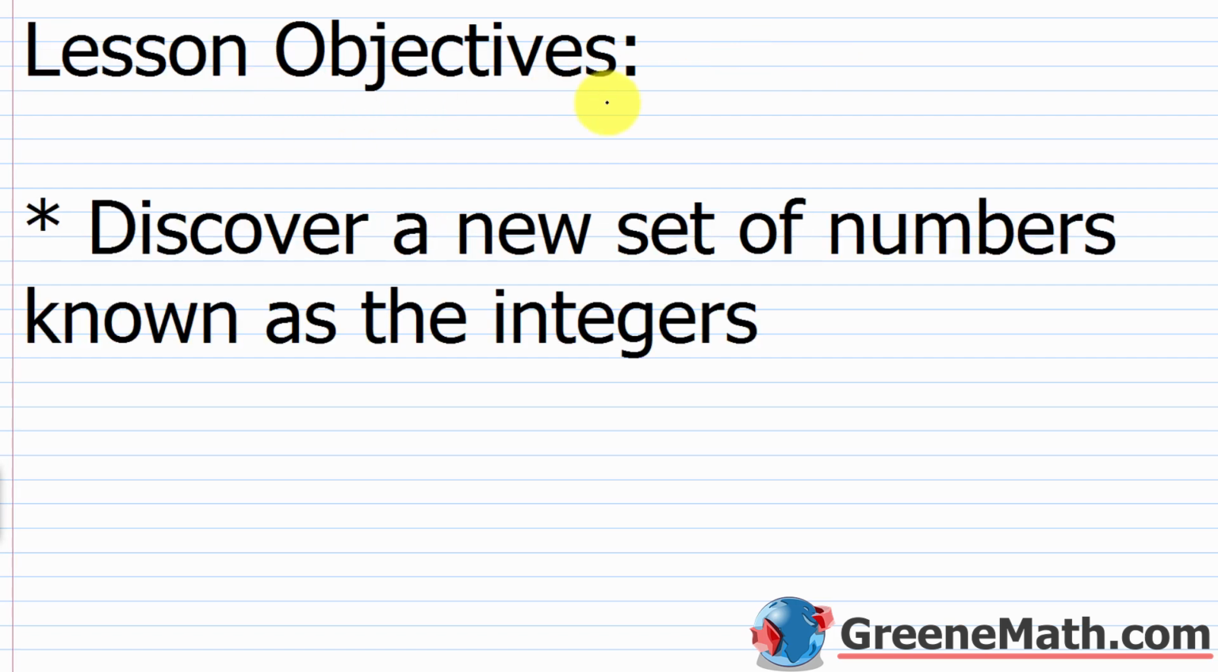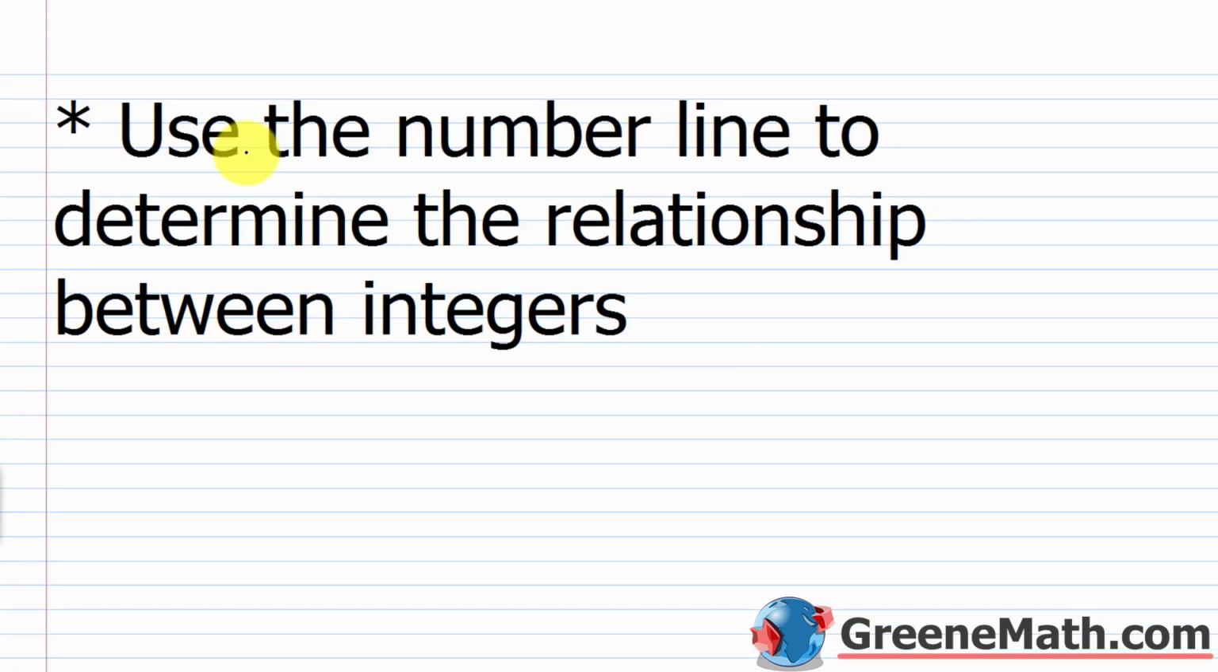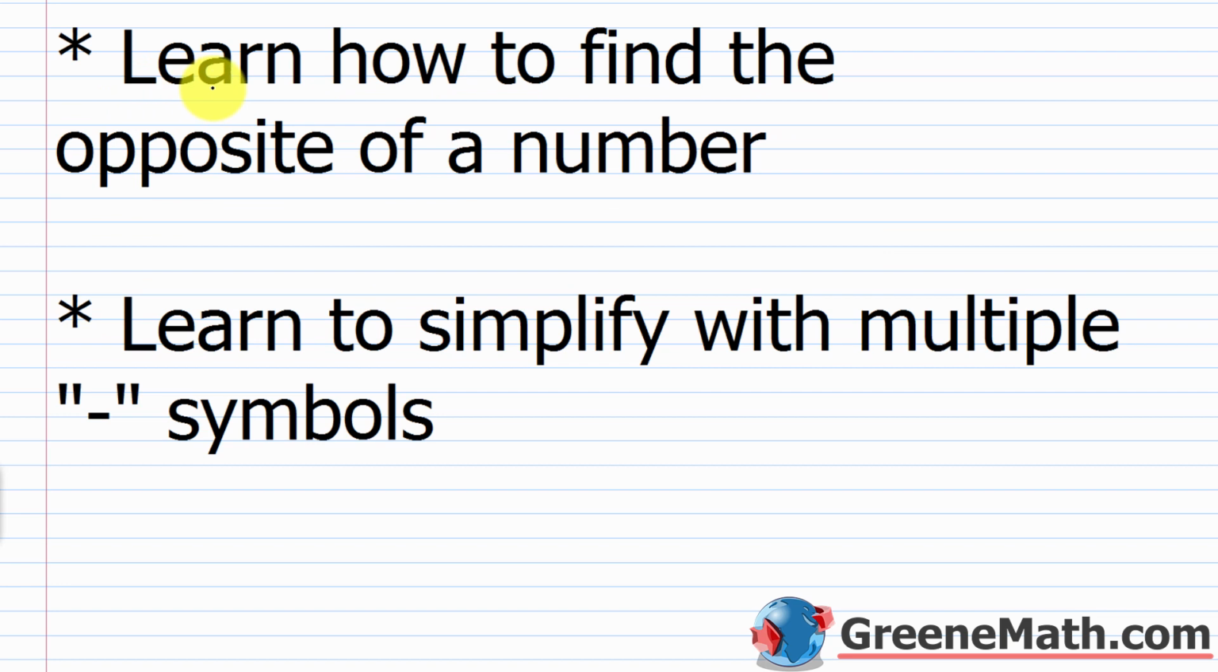Okay, so for our lesson objectives, we want to discover a new set of numbers known as the integers. We want to use the number line to determine the relationship between integers. We also want to learn how to find the opposite of a number. And then lastly, we want to learn to simplify with multiple.